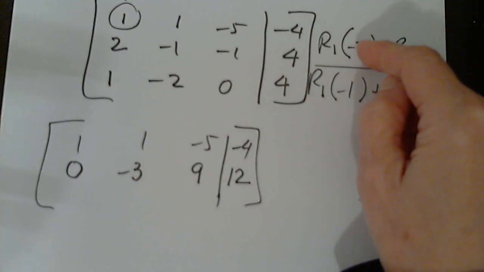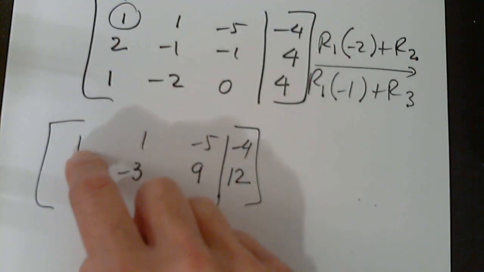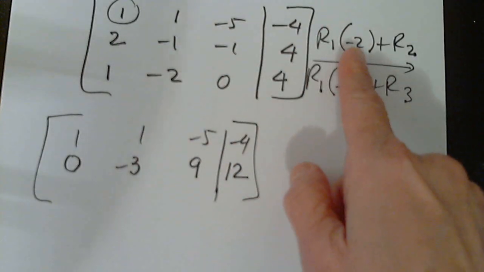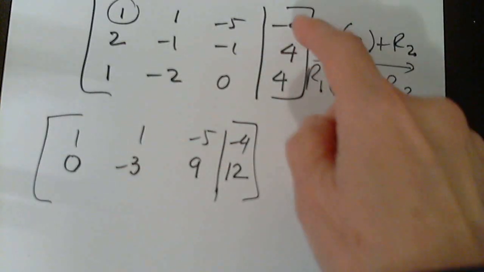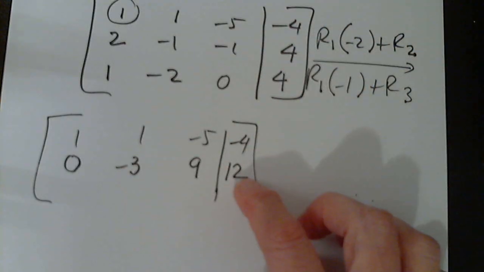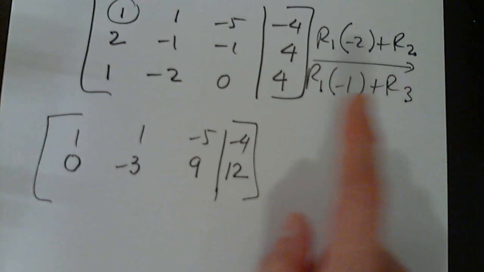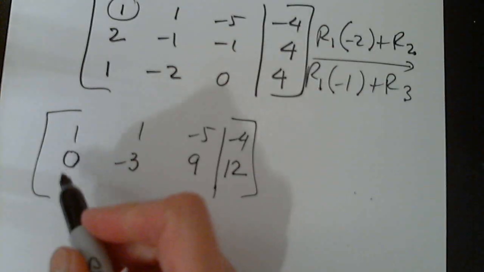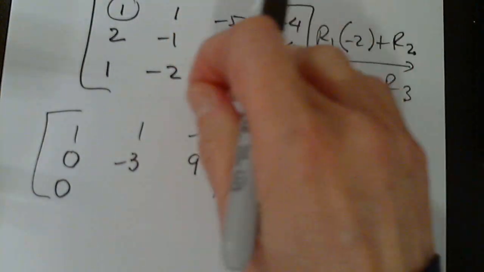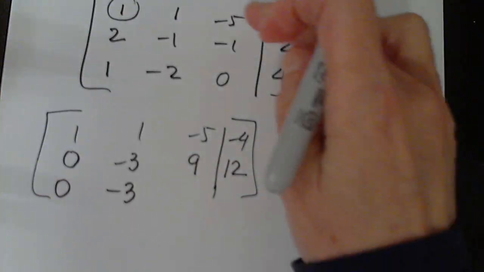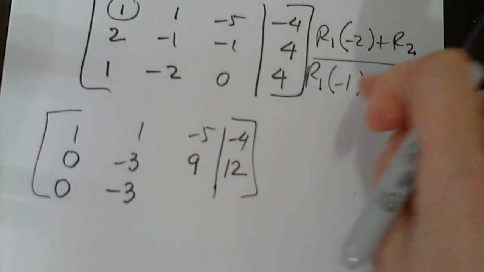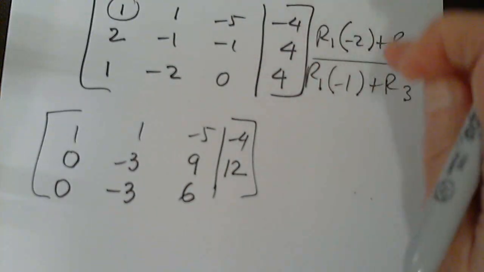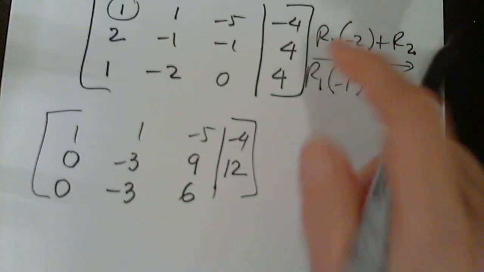So 1 times negative 2 plus 2. 1 times negative 2 minus 1. Negative 5 times negative 2 minus 1. Negative 4 times negative 2 plus 4. Now with the third row, 1 times negative 1 plus 1. 1 times negative 1 minus 2. Negative 5 times negative 1 is 5, plus 0, 5. Negative 4 times negative 1, 4 plus 4, 8.